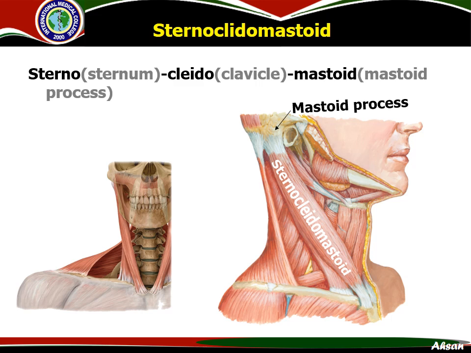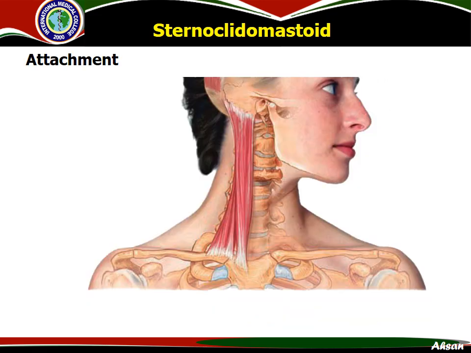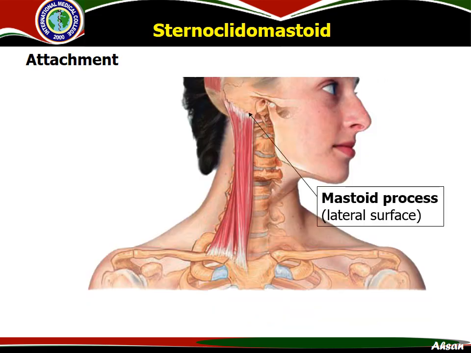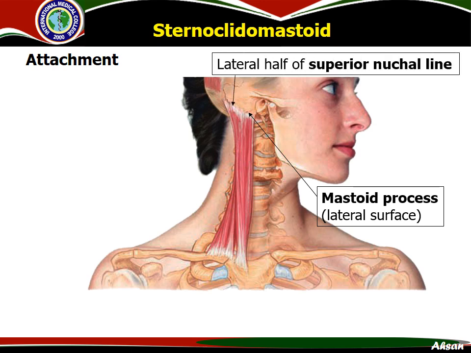This is the mastoid process of the temporal bone, and this one is the medial part of the clavicle, and this head is attached to the manubrium sterni. So this is attached above to the mastoid process, the lateral part of the mastoid process, and posteriorly it continues into the lateral half of the superior nuchal line.